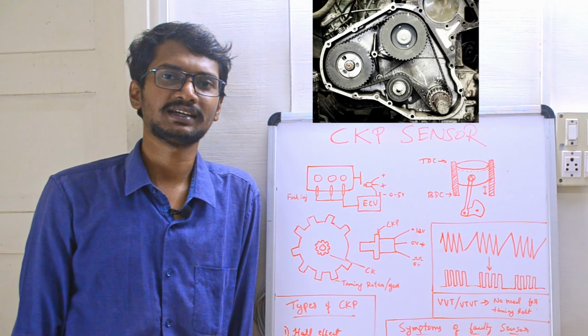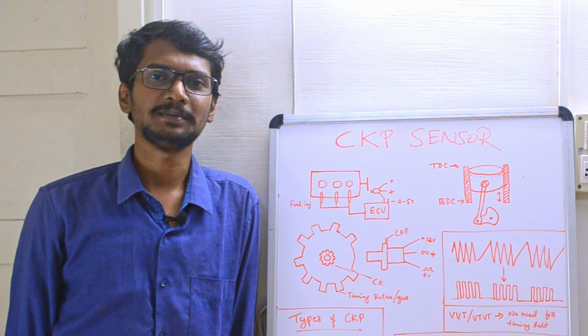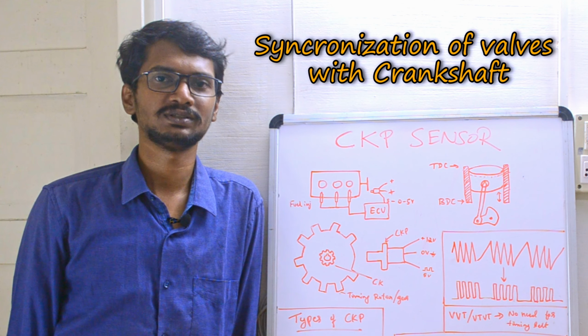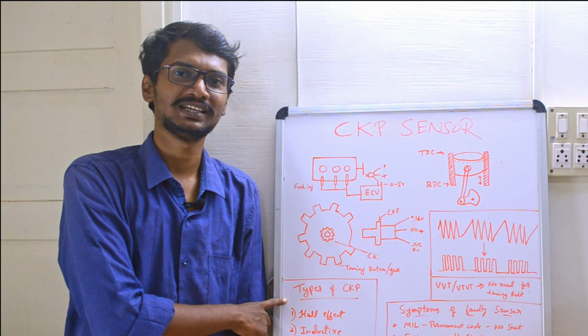The timing chain is connected between the crankshaft pulley and the camshaft pulley. This helps in synchronizing the opening and closing of the valves with the crankshaft. Now let's learn what the types of CKP sensor are.